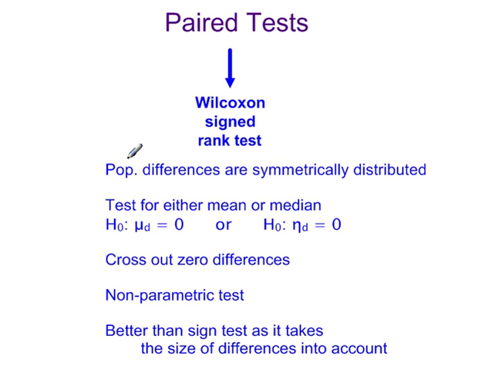Now this test assumes that the population average differences are symmetrically distributed, i.e. the mean and the median are the same. We can test either for the mean or the median. So this one's the population mean difference, and this one is the population median difference. Any 0 differences are crossed out and not used in the test.